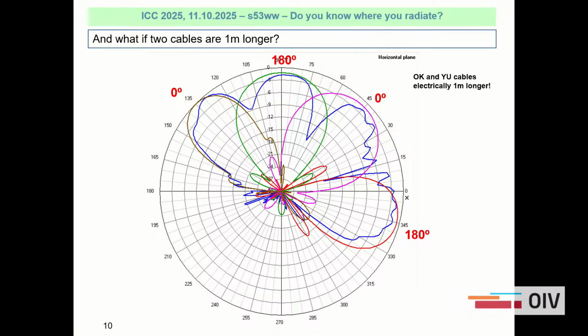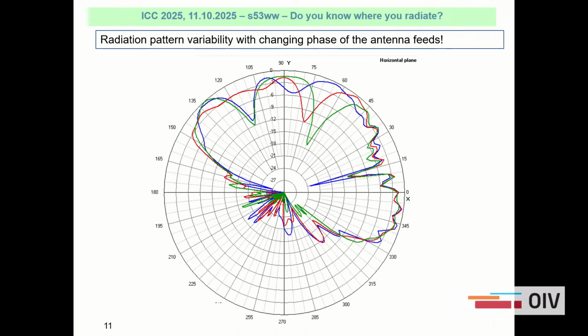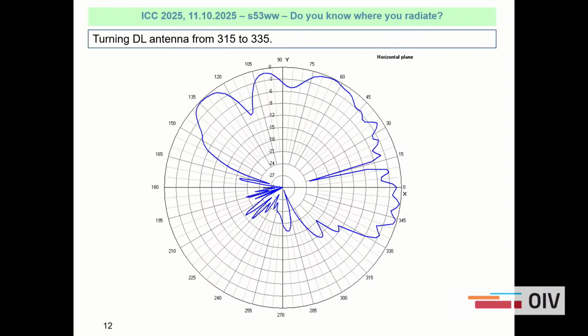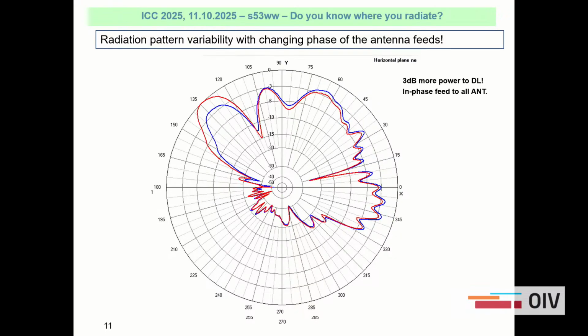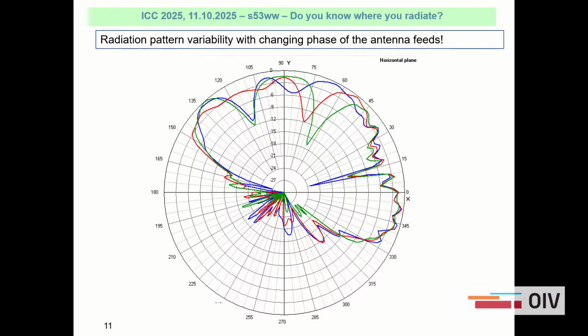So if you start playing with the phases of these 4 directions, I just put 3 diagrams, you can get different shapes of your radiation pattern, right? Different shapes. And this is all random. If you don't control the phases, it's really random. You don't really know what you transmit and where you transmit.